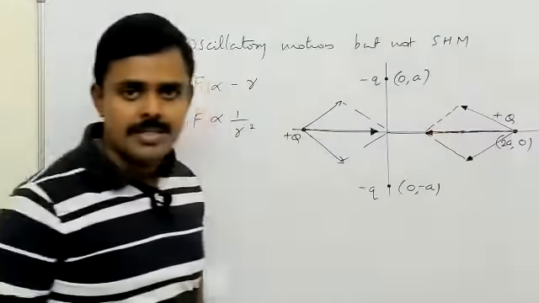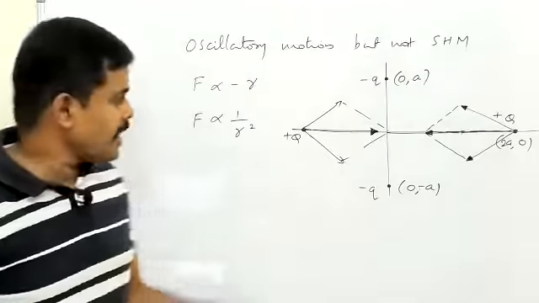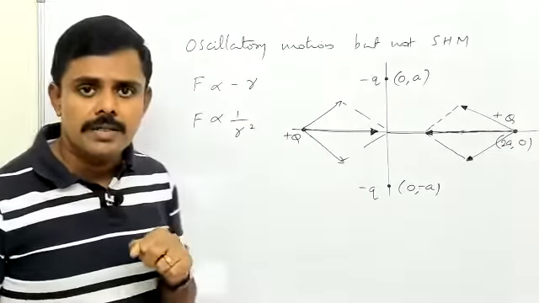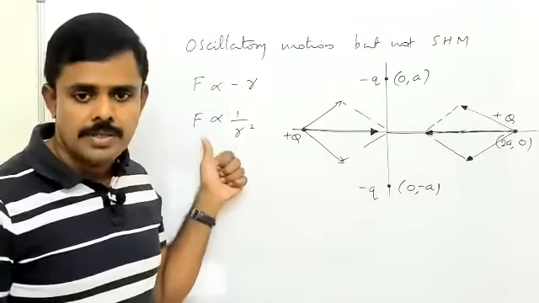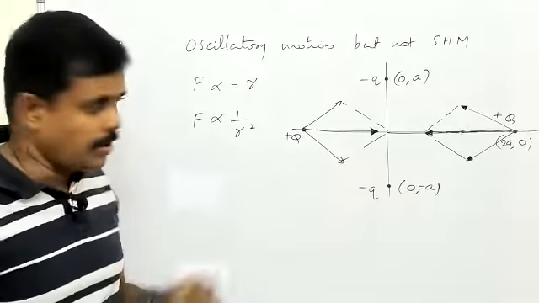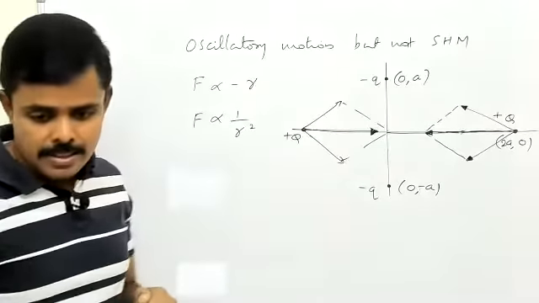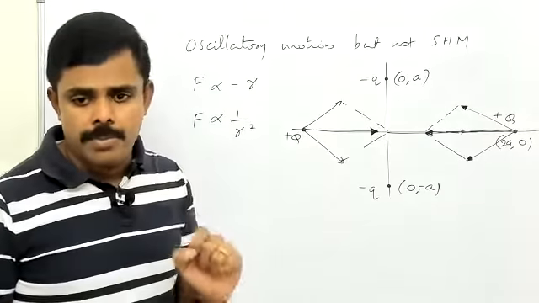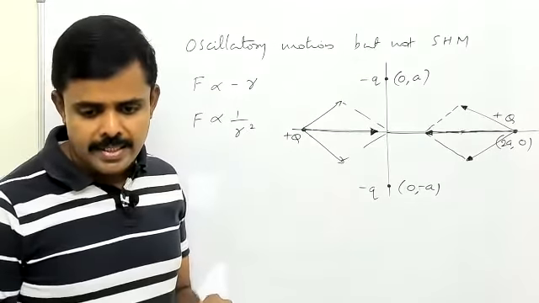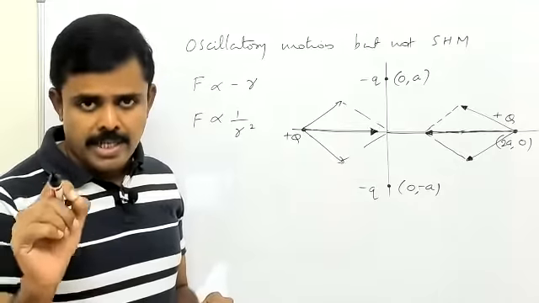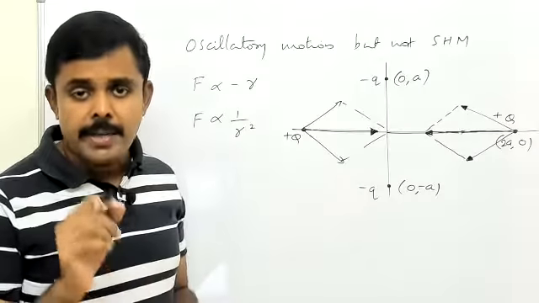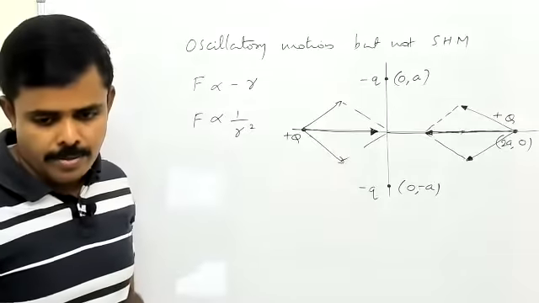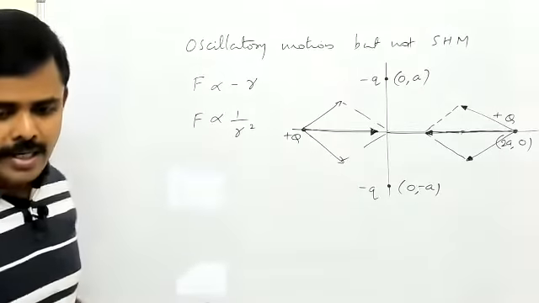Simple harmonic motion means oscillatory motion itself, but it has to satisfy this condition. Does this case satisfy the condition? No, this condition is not satisfied because we are talking about Coulomb's force here. Coulomb's force is proportional to 1 by r square. So the answer is: executes oscillatory, but not simple harmonic motion. Option D is correct. You have to put a correction there: make it not simple harmonic motion. I'll explain that one more time, then I'll ask you.